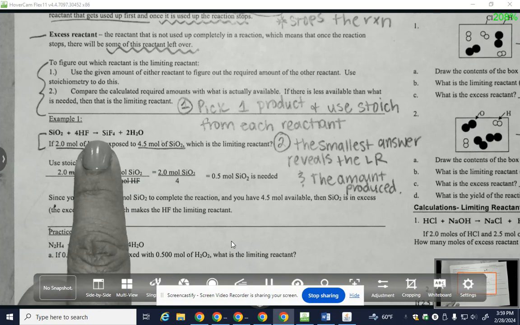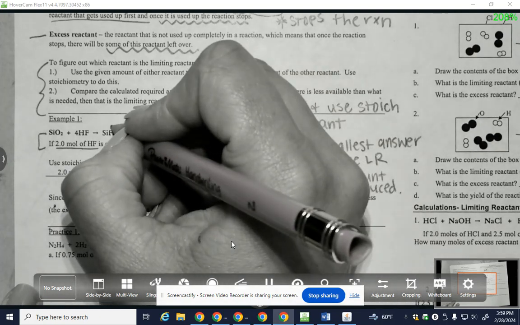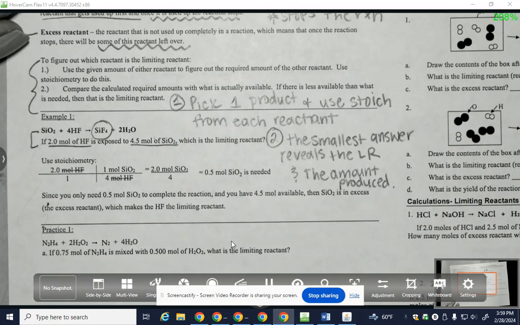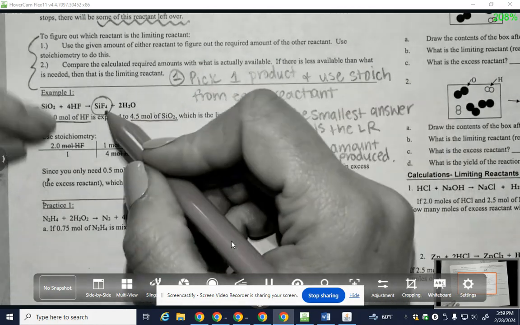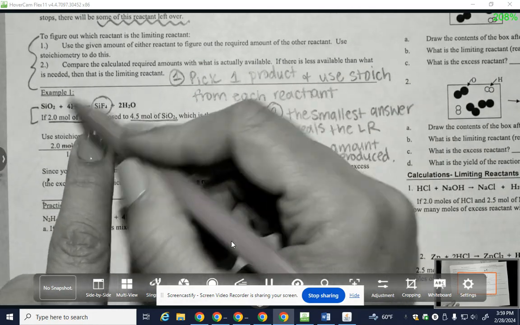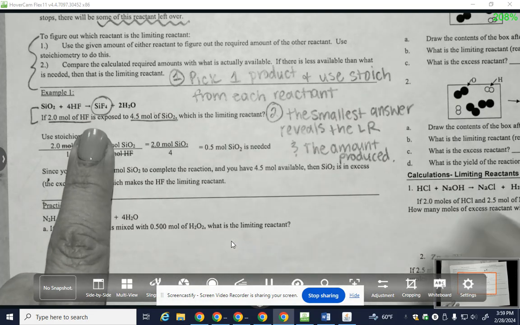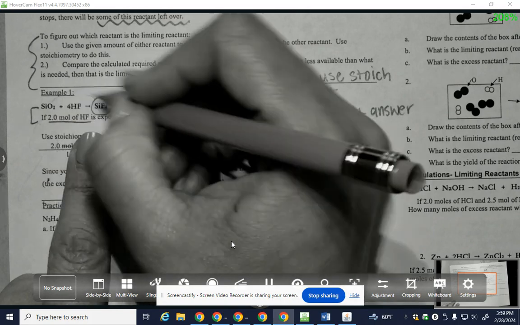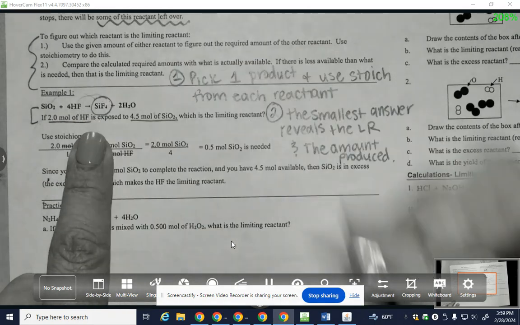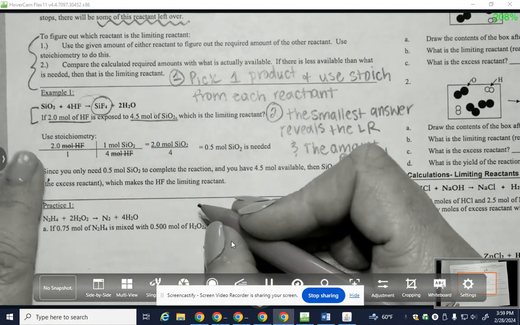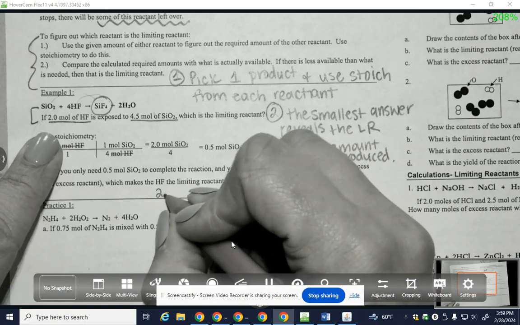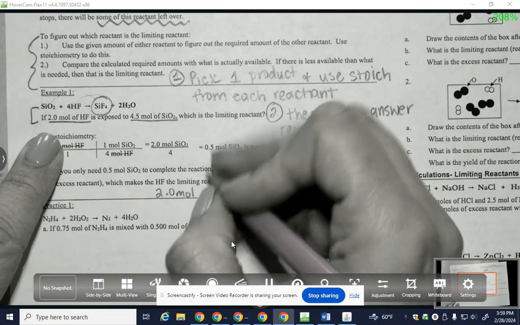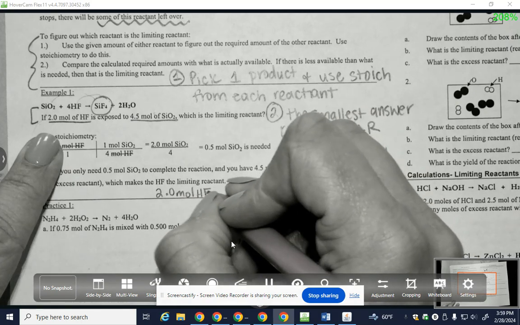Silicon tetrafluoride? Okay, sounds good. So we're going to go ahead and pick that one. Okay, so I'm going to base both of my stoichiometry calculations from our reactant to that. I'm going to go ahead and start with 2 moles. I'm going to write it right here: 2.0 mole of HF.